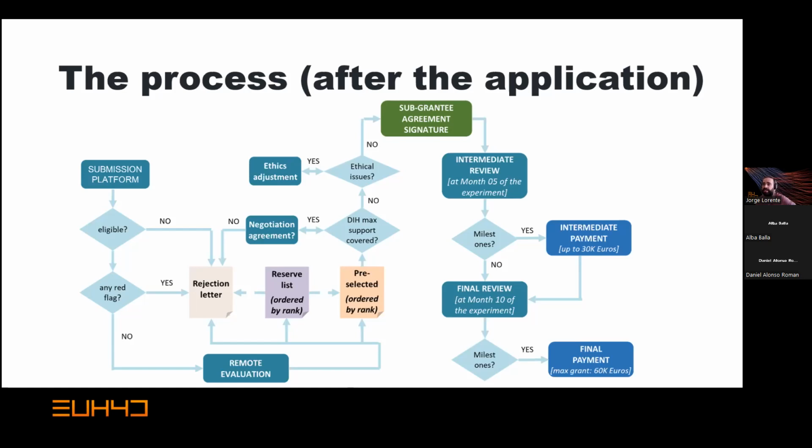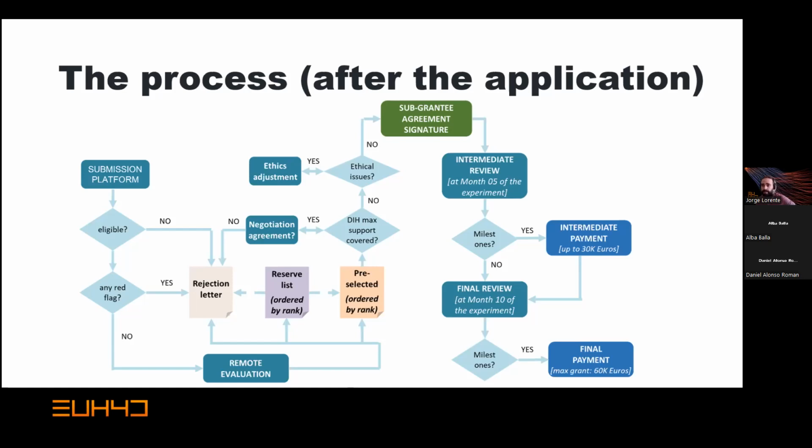Then some internal checks regarding the DIH support devoted to each experiment and the ethical issues will be revised for the experiments proposed for funding. And then the selected experiments will be required to sign the subgrant agreement with the coordinator of the EU Has for Data project. And after that, the experiment will start.